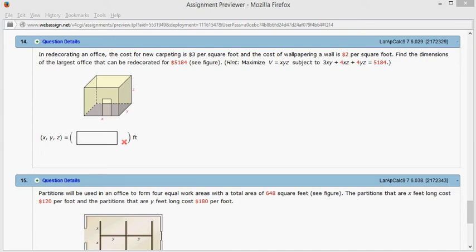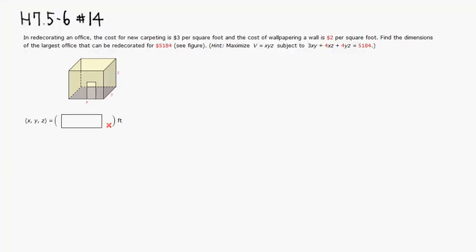Alright, let's look at the homework 7.5, 7.6, problem number 14. There's a hint here, so I'm going to go ahead and use this hint. We want to maximize this volume xyz subject to this given condition. So let's do that.